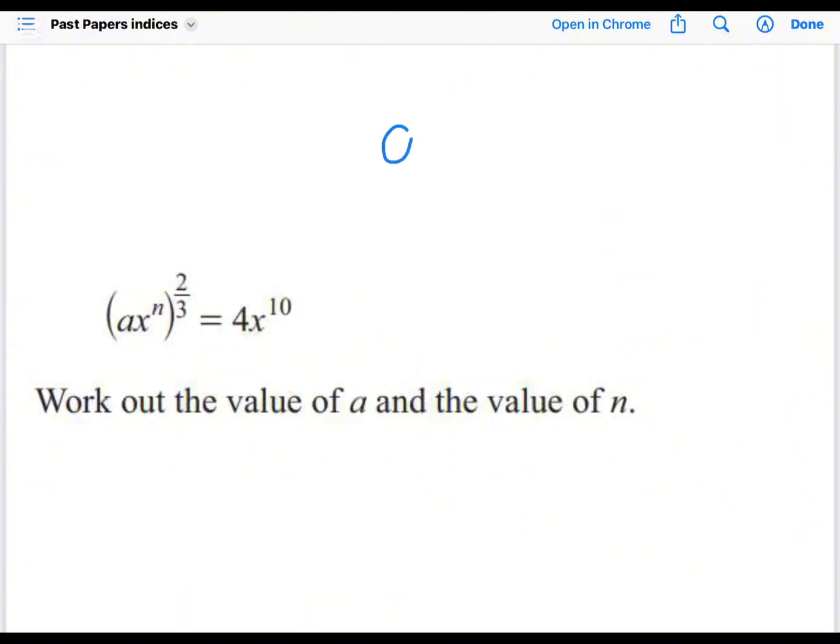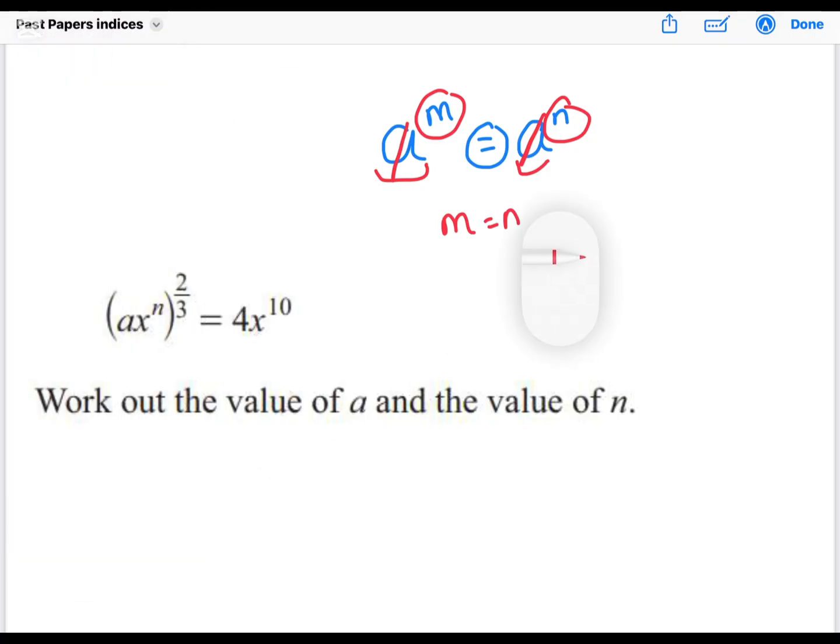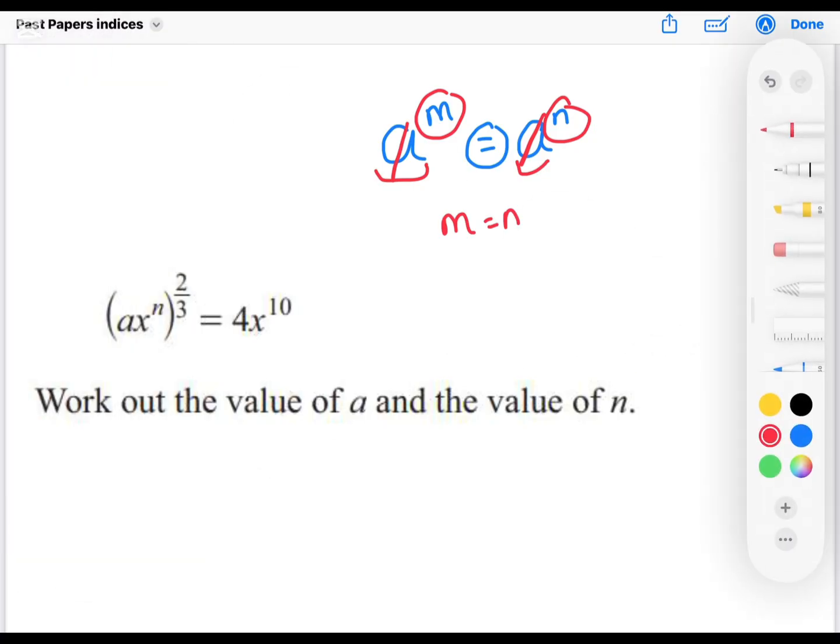First, if we have a raised to the power m and a raised to the power n, and there is an equal sign between them, always remember that the answer will be m is equal to n. If the bases are the same, they cancel out and the powers equal each other. Now listen to me very carefully. The question is very simple, you just need to understand the basic concept. First I have a power 2 upon 3 in brackets.